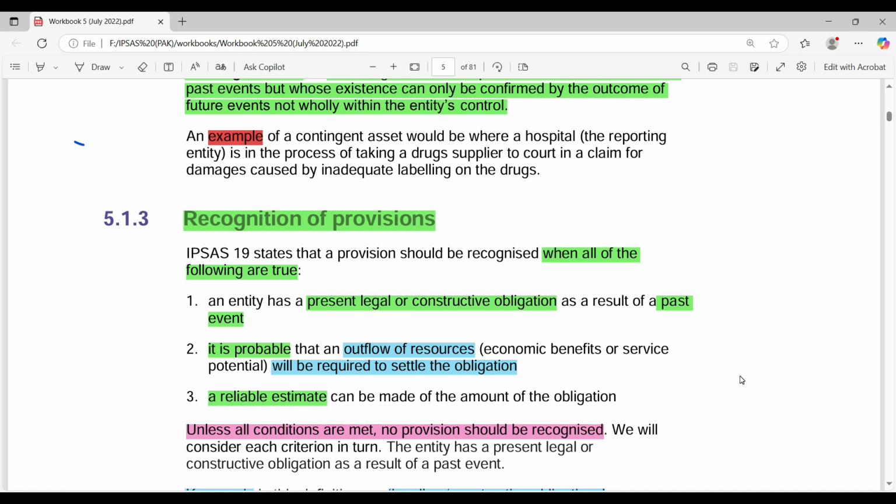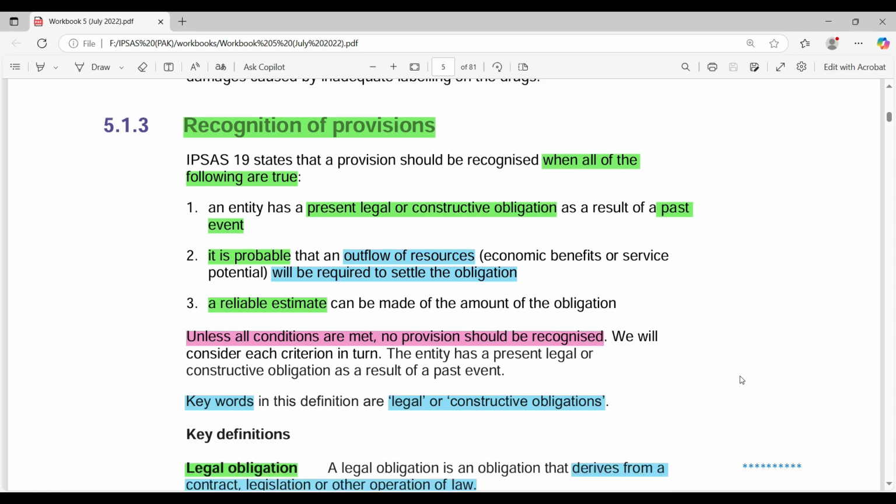After the definitions of provisions, contingent assets, and contingent liabilities, now it is time to find how to recognize all of these: the recognition of provisions, the recognition of contingent liabilities, and the recognition of contingent assets. First of all, we discuss how to recognize provisions. IPSAS 19 states that a provision should be recognized when all of the following are true.